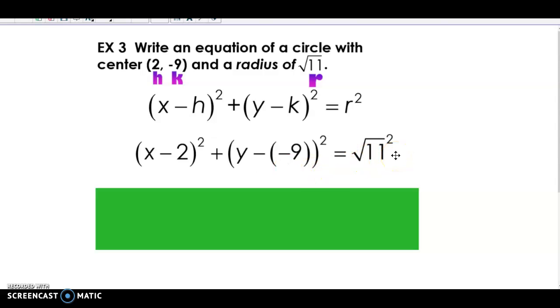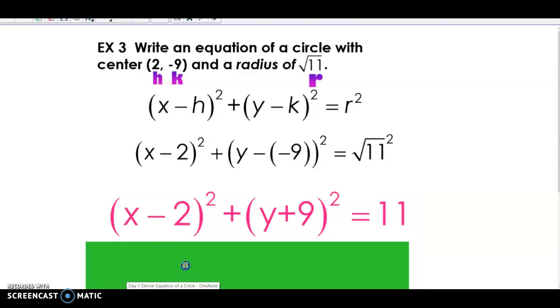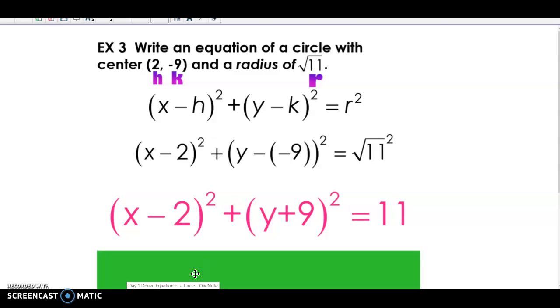Now, I will say this, parentheses do save lives. You have to put parentheses if you're going to use your calculator. Put parentheses around the square root of 11. If you put the power of 2 on the wrong part of that, it will not come out to what you're wanting it to come out to. So please be careful with your exponents in that case. After we finish simplifying this, we have (x minus 2) squared plus (y plus 9) squared equals 11.